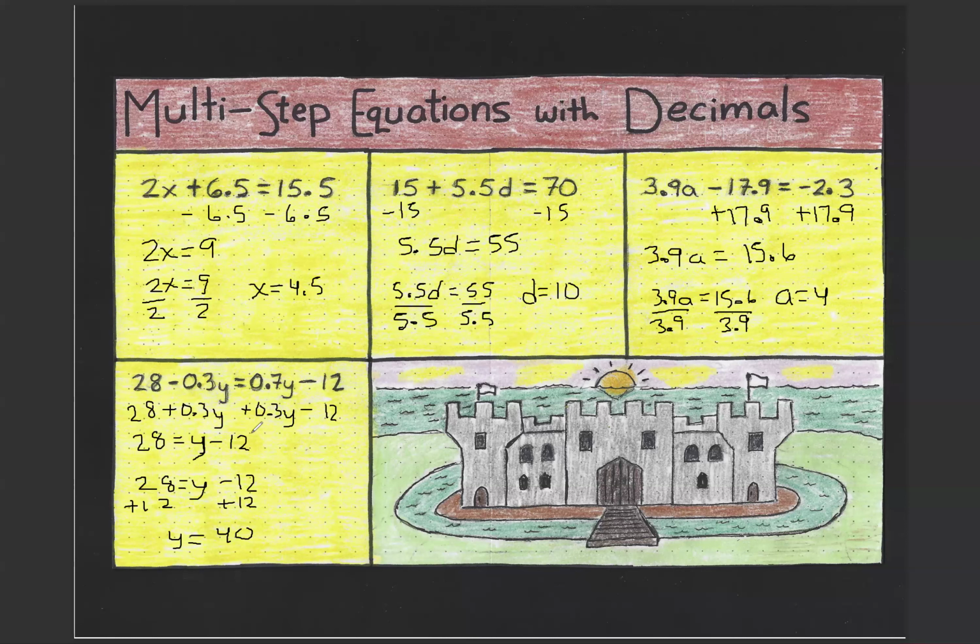Now let's move on to our final equation, in which we have 28 minus 0.3y is equal to 0.7y minus 12. And when we add 0.3y to both sides, we end up getting 28 is equal to 1y, or y minus 12. And now we can get variables on one side and numbers on the other side. So we're going to get y on one side and the numbers on the other side. And when we add 12 to both sides, y here equals 40. And when we plug 40 back into the equation for y, the answer will be the same on both sides.